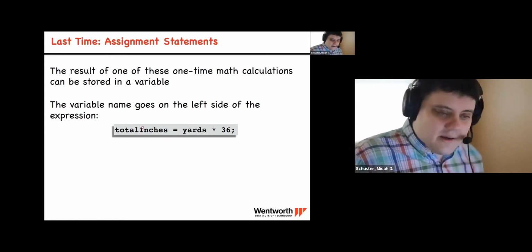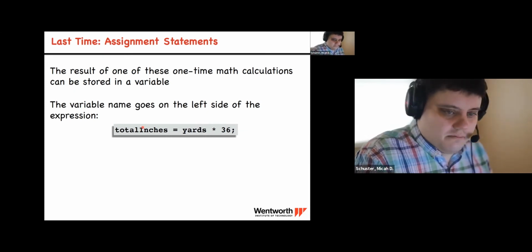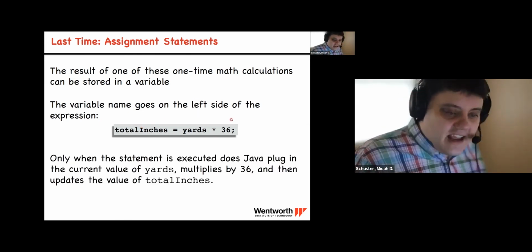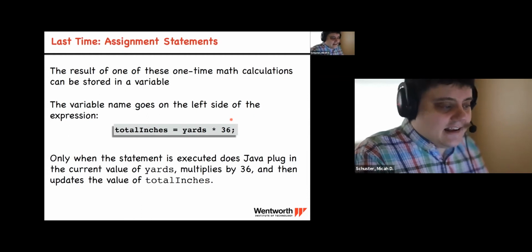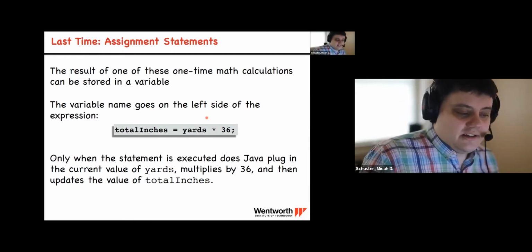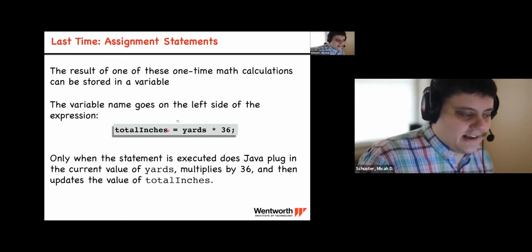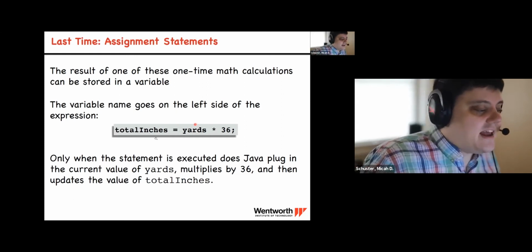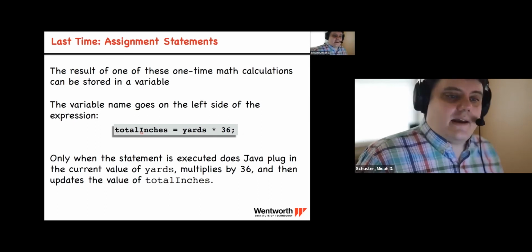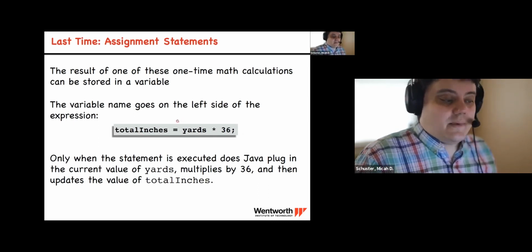It's our one-time calculation, so at the end we have the total inches, and then of course we can print it out or use it to do some other kind of calculation. When this line in your code is run, Java takes the current value of yards and plugs it in, multiplies by 36. All the right-hand side of the equal sign happens first, and then it updates the value in total inches. This is an assignment statement using the equals, which is an assignment operator.